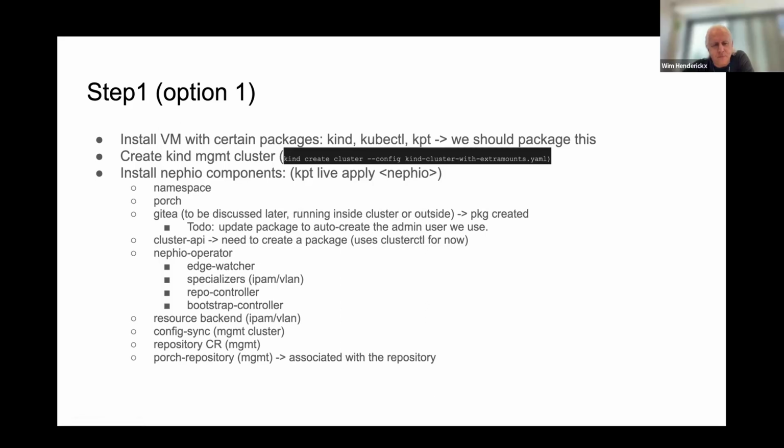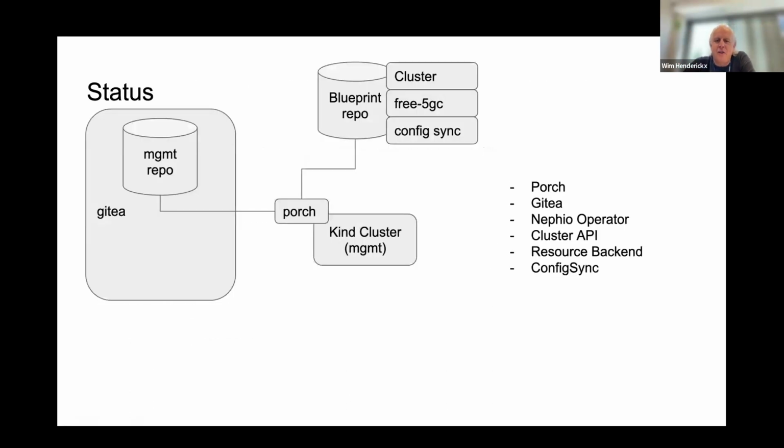Thanks, Wim. Yeah. I didn't really focus on the organization of it so far, just the general principle. But after this step is done, what we should have is a kind cluster. Porch is running in it. There's a management repo already associated with Porch. And there are some blueprint repos that have a bunch of things in them. And these are some software components that run in the kind cluster. Okay. So nothing new, I think, except that you see that within the Nefio operator, there are 2 additional controllers running there.